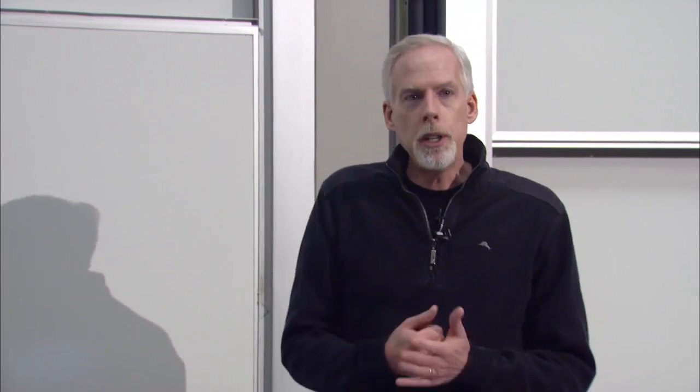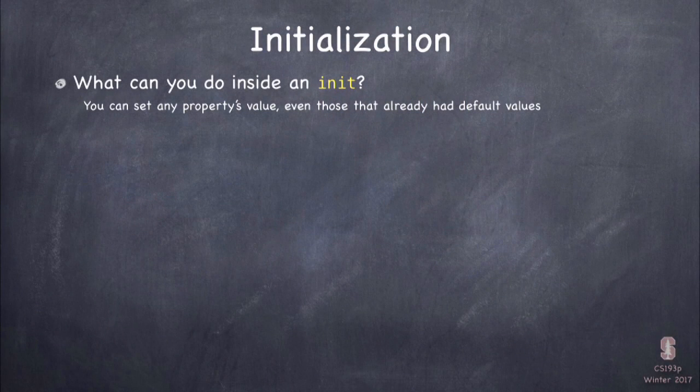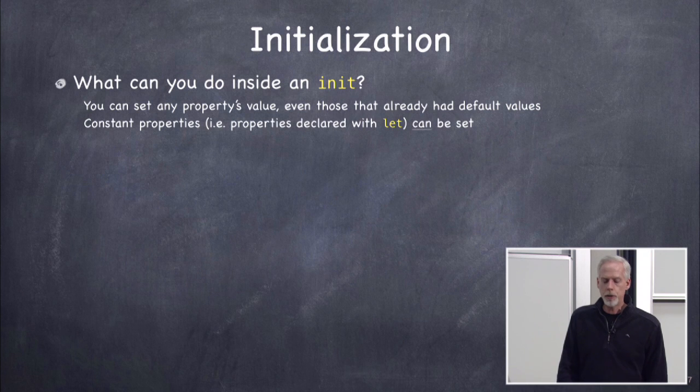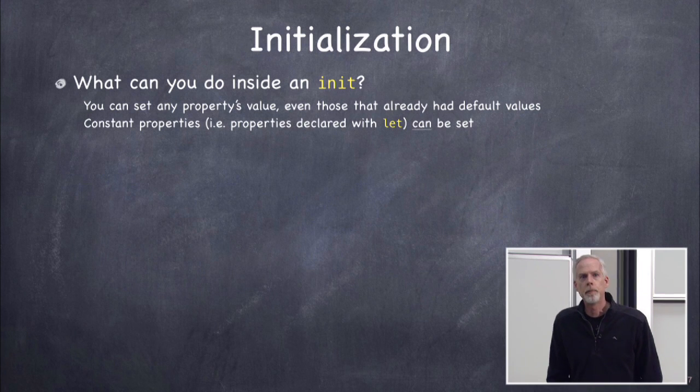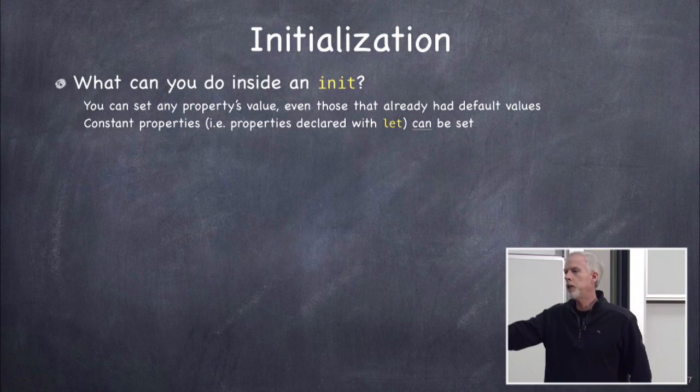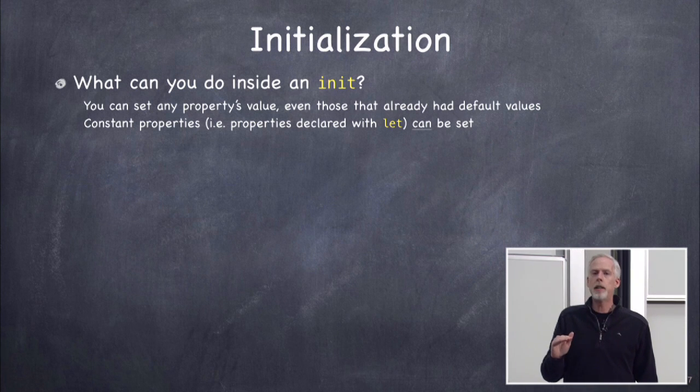What can you do inside of an init? I'm going to start going fast here. So here we go. One, you can set any property's value. Even if that property already had its value set, you can reset it to something else. You can set lets. So even if you have a let that's got let x equal 5, you can still reset it in your init. Your init is allowed to set lets.